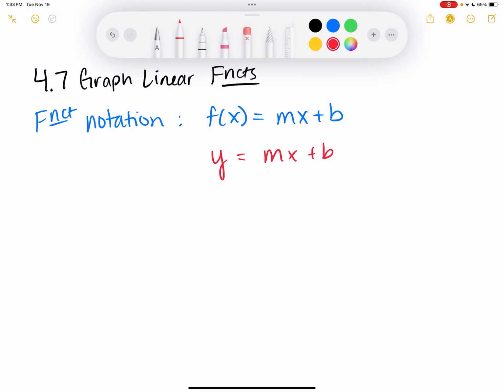But f of x will be the notation that you have pretty much for the entire rest of your math career. It doesn't have to be f. It can be g of x, p of x, t of x. It does not matter. It's just a notation. This says that this is a function of x. So basically it's just saying x is the variable that's causing the function to change.